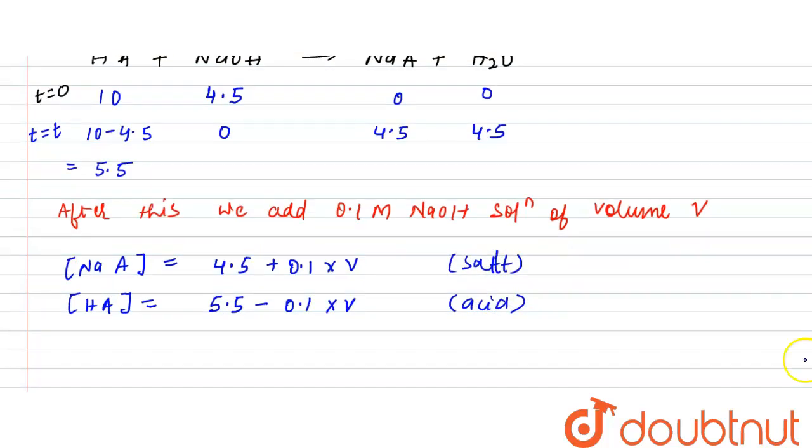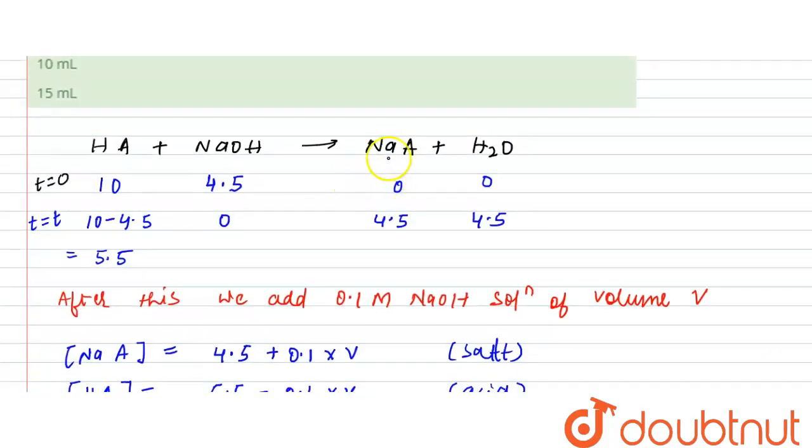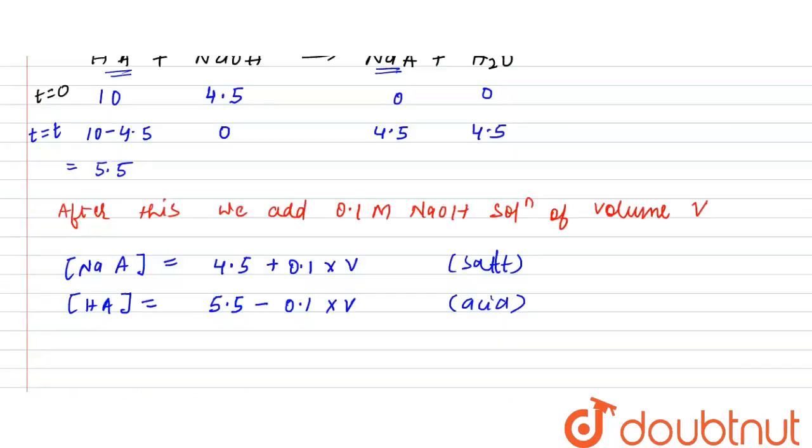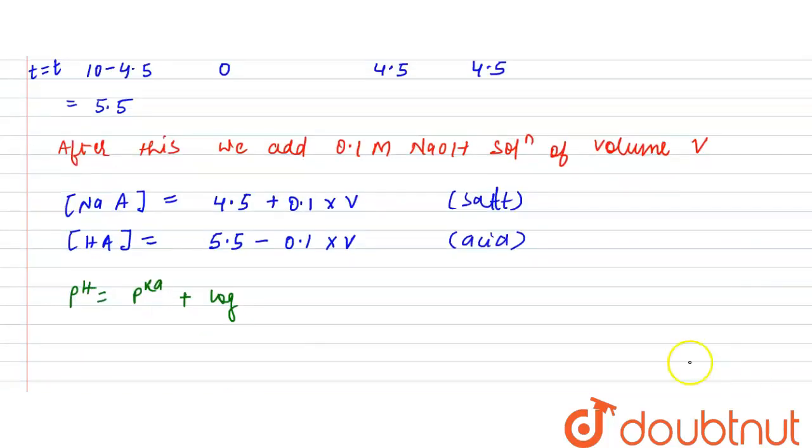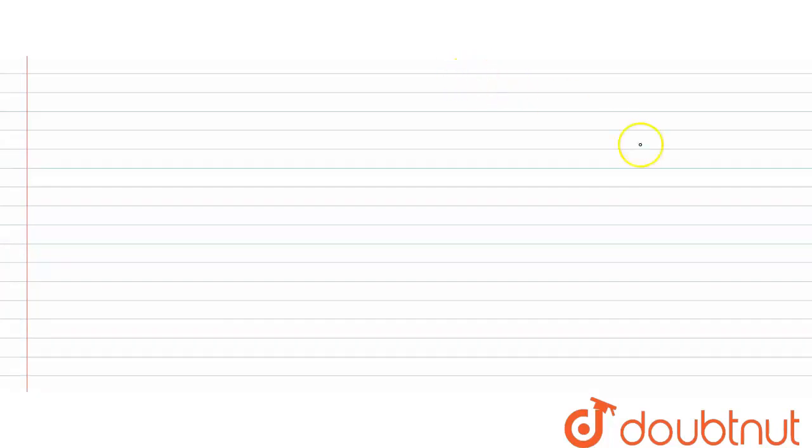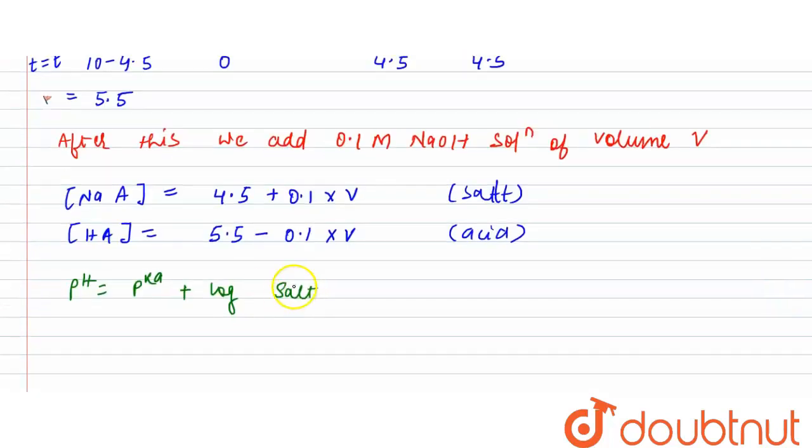So this is the acid concentration and this is the salt concentration, right? Now you can see that you have a mixture of a weak acid and a salt of a strong base and weak acid, right? This is the salt of a strong base and weak acid, mixed with a weak acid. In this case an acidic buffer will be formed, and what is the formula for an acidic buffer? We know pH is equal to pKa plus log of salt by acid, right? This is the formula for an acidic buffer.